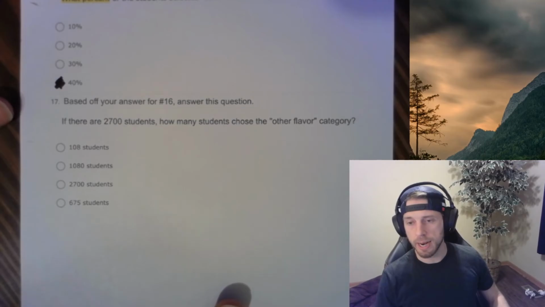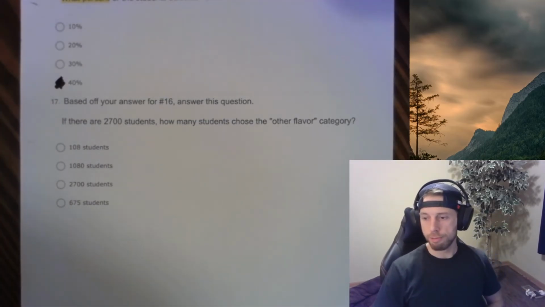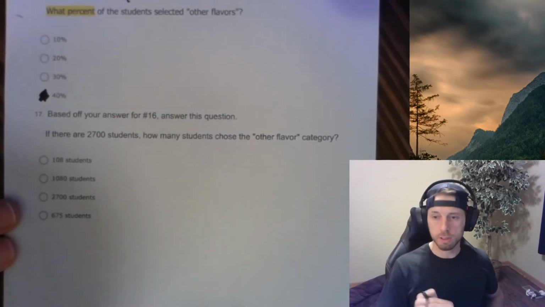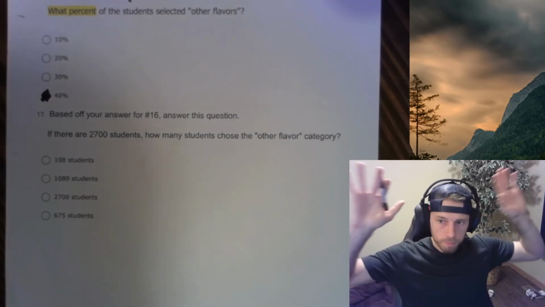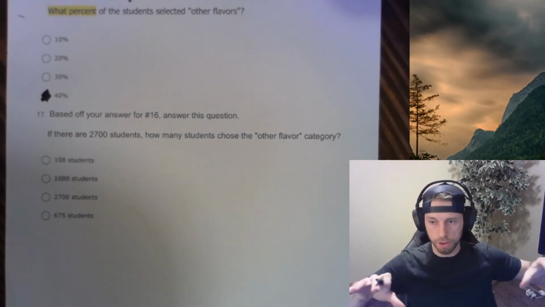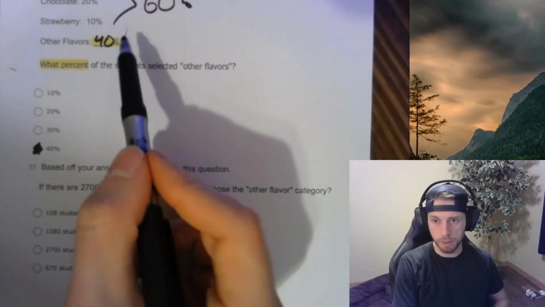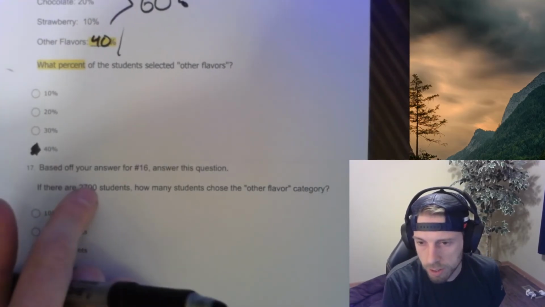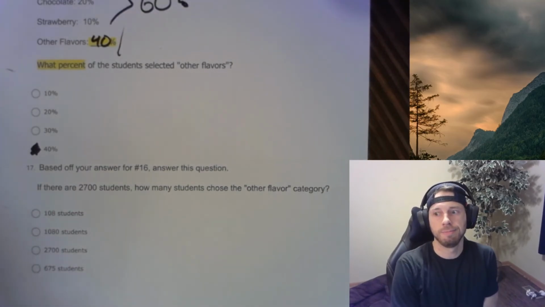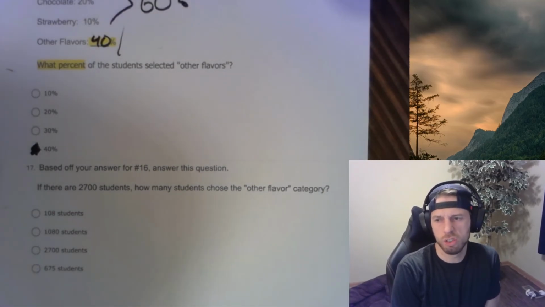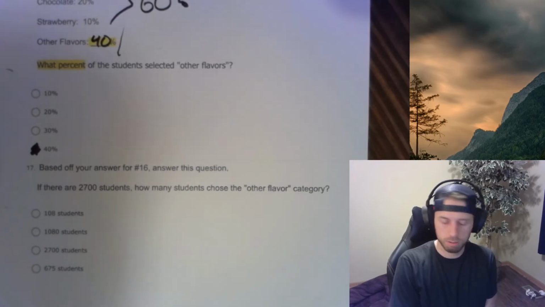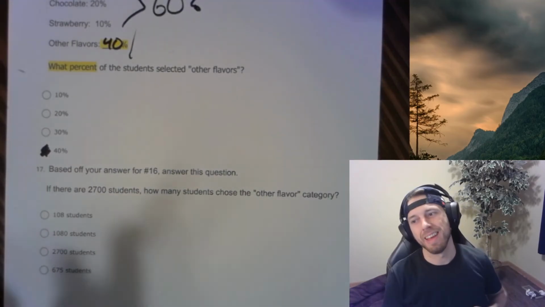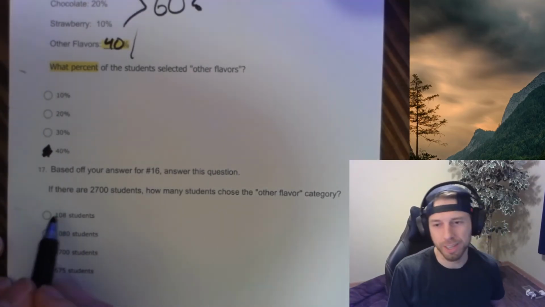And last but not least, number 17. Based off your answer for number 16, if there are 2,700 students, how many students chose the other flavor category, right? So 40%, a little bit less than half. What's a little bit less than half of 2,700? That's close to 3,000. 1,500? 1,200? I'm going to guess 1,200. Honestly, there's only one that looks close to 1,200, and that's 1080. I bet that's the answer. 108 students, way too low. That's not 40%.